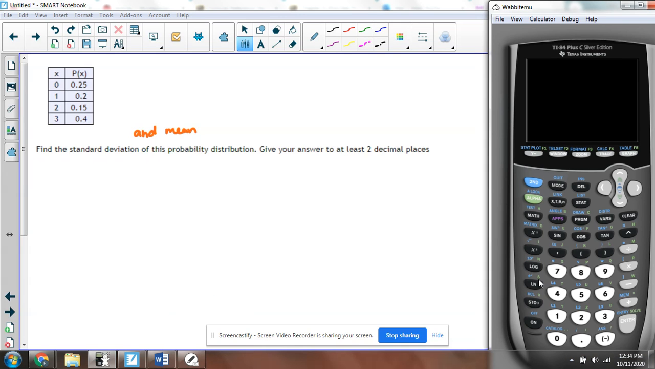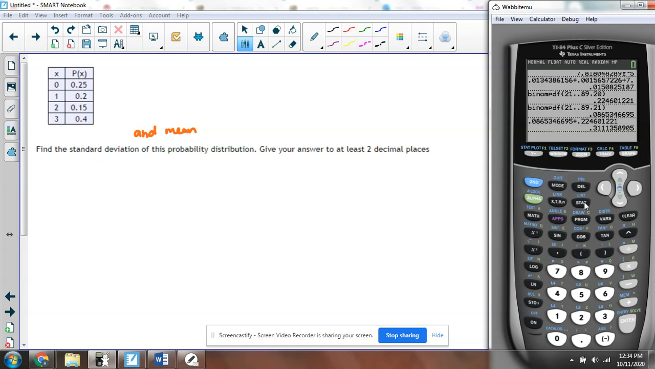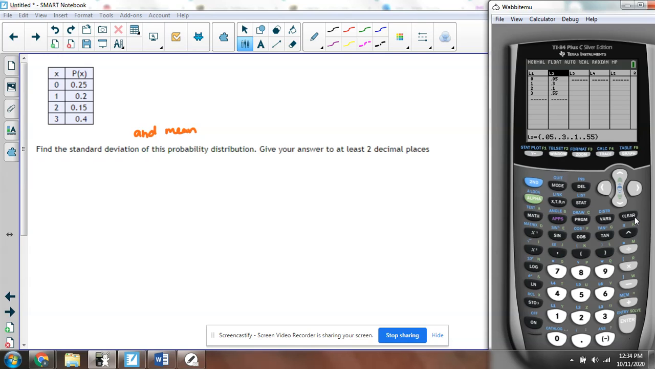So the first thing I'm going to do is go to our stat menu. I'm going to edit our list. And if you have stuff in there, just go up to the actual L2 and hit clear, enter, and clear out that list. So my L1 is already 0, 1, 2, and 3. If not, you can add those there. And I'm going to put the respective probabilities into L2. So I have 0.25, 0.2, 0.15, and 0.4.